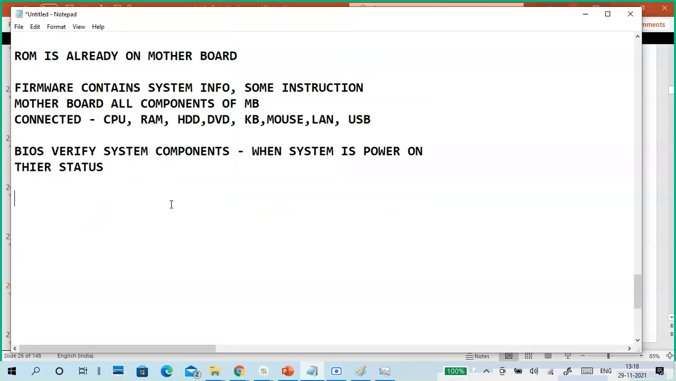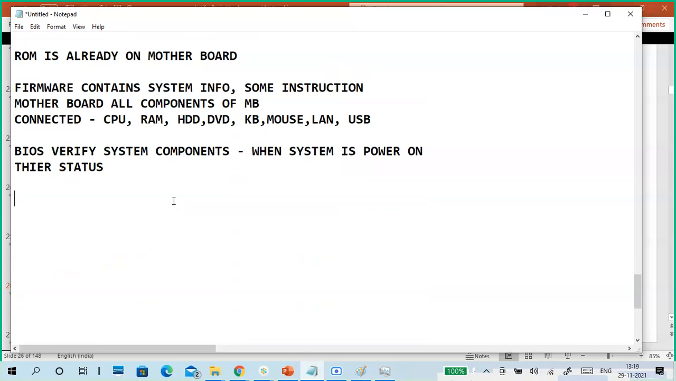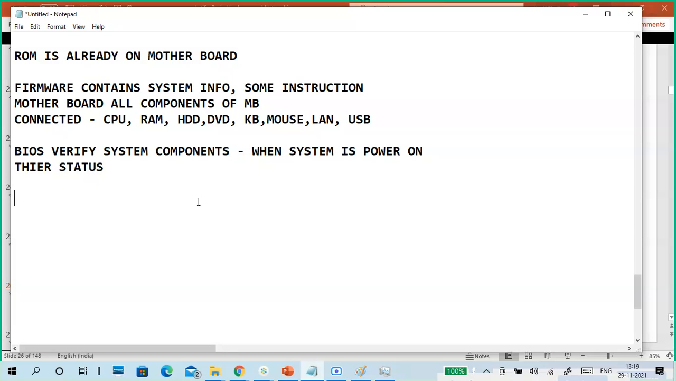Next, it stores the data. Already I told you your BIOS stores your system component information also. It contains system information and some instructions. Like if you change RAM, it is now 4 GB RAM and you update it to 8 GB RAM, automatically in BIOS that information also updates. Maybe you remove that 4 GB and insert an 8 GB directly, that will also update at the next booting only. Okay, so like that it will work.